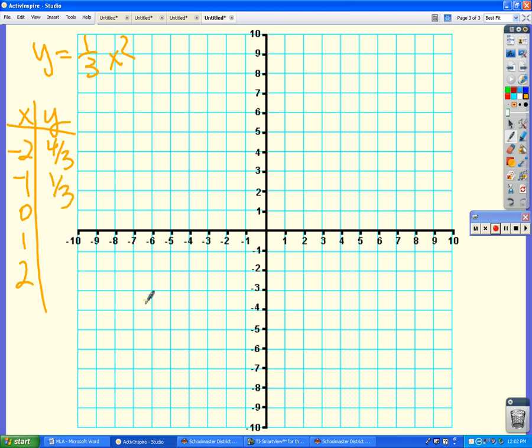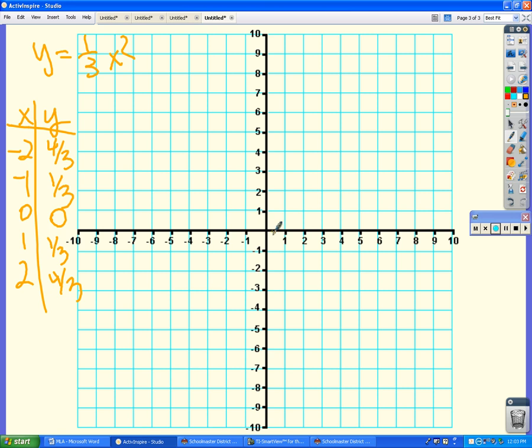Okay, good. And then when I put in 0, 0 squared is 0. 0 times anything is still 0. Then when I put in 1, I'm going to get 1/3. So here's where the magic happens. And if I plug in 2, I'm going to get 4/3. Okay? So now I can graph this, and like I said, because I have fractions, I'm going to have to estimate a little bit, but that's okay.